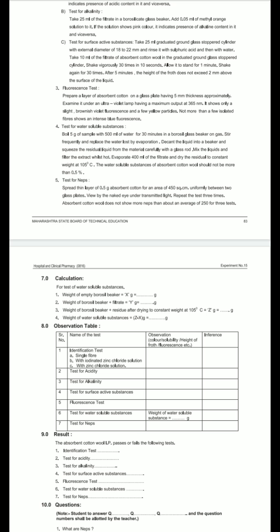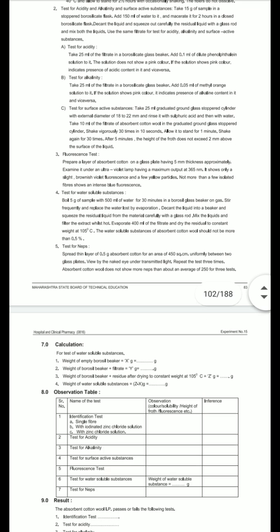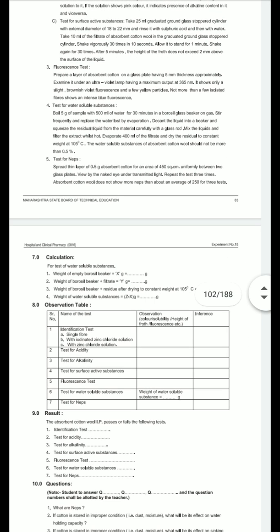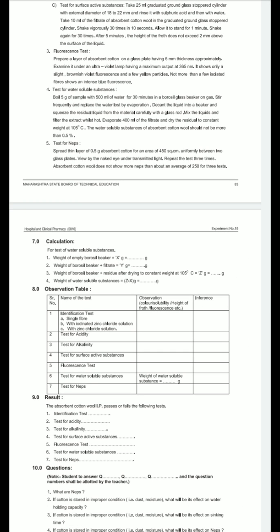Spread a thin layer of 0.5 gram absorbent cotton uniformly over an area of 450 square centimeter between two glass plates. View by the naked eye under transmitted light. Repeat the test 3 times. Then absorbent cotton wool does not show more naps than an average of 250 for the 3 tests. Okay, these are the tests.